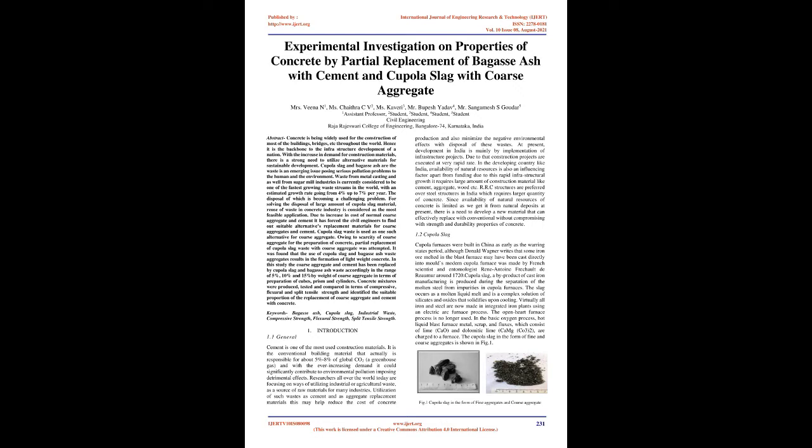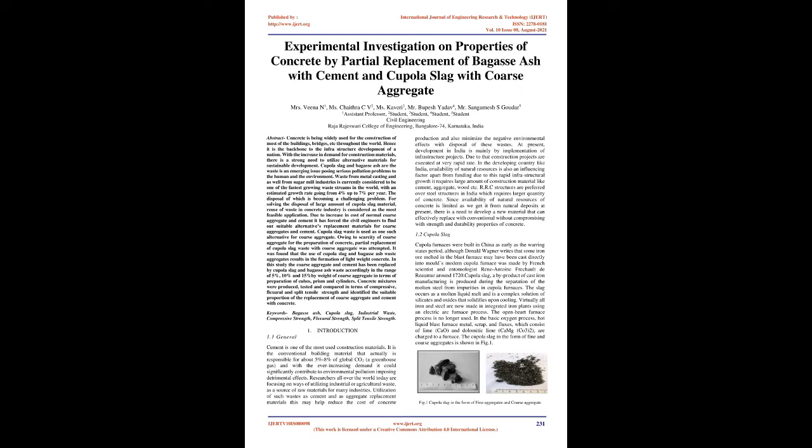For solving the disposal of large amounts of cupola slag material, reuse of waste in the concrete industry is considered the most feasible application. Due to the increase in cost of normal coarse aggregate and cement, it has forced civil engineers to find suitable alternative replacement materials for coarse aggregates and cement. Cupola slag waste is used as one such alternative for coarse aggregate. Owing to scarcity of coarse aggregate for the preparation of concrete, partial replacement of coarse aggregate with cupola slag waste was attempted.